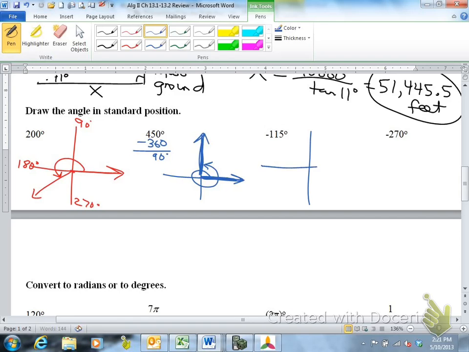Negative 115, you're starting at 0 still. Down here is negative 90 going clockwise. So 115 would be this angle, somewhere around there. And make sure you show your rotation. And then negative 270 would be this angle, counterclockwise. So that's drawing angles, and we'll do more of that on the next page.